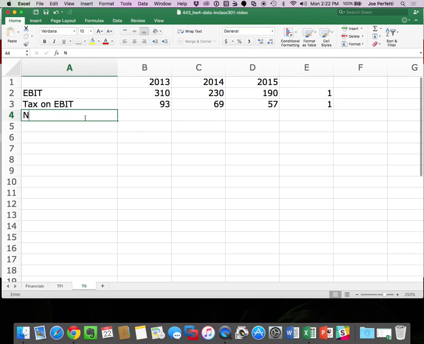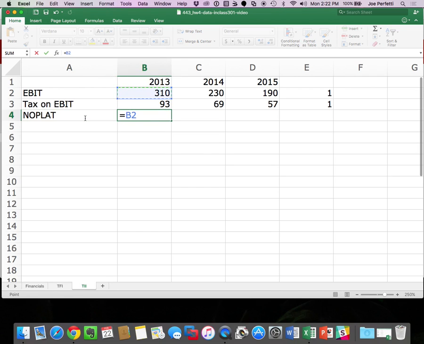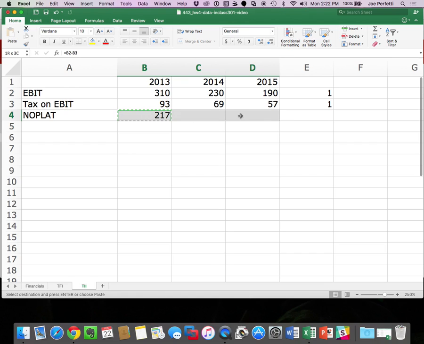So my NOPLAT equals my 310 minus my 93. That's my NOPLAT. All right. So from here, those are my 1s. Now I want to do my 2s, my non-operating items.